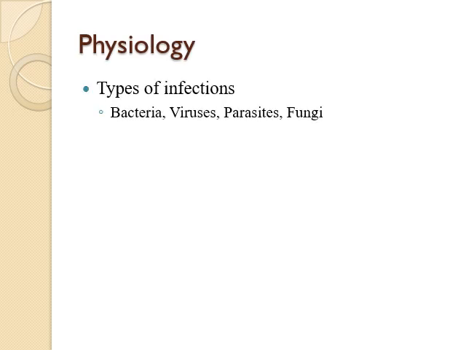So when we look at the physiology, we first look at the types of infections. We have various types of infections that occur throughout. We have bacterial, viral, parasites, and fungal infections. It's important to know this because our immune system is going to have different reactions, and the different types of infections are going to be treated differently. When we look at these, there's a couple things to make note of.